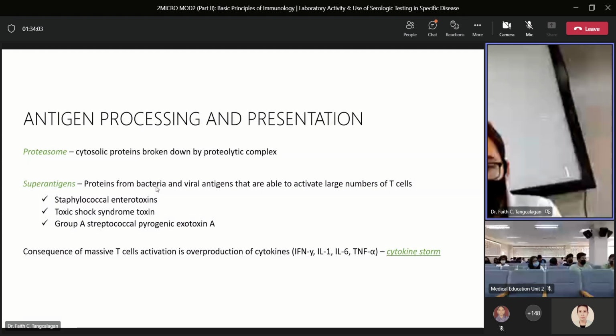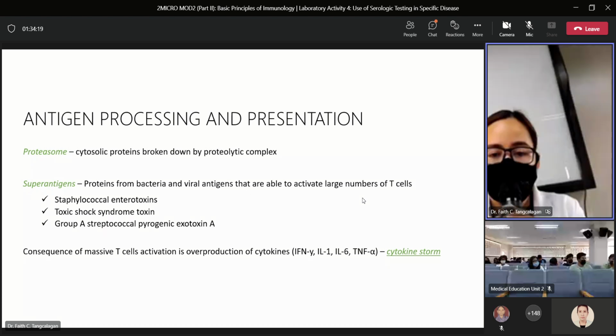Some antigens are called super antigens. What does that mean? Super antigens are proteins, for example bacterial and viral antigens, that are able to activate large numbers of T cells, causing a cytokine storm. There is an overproduction of cytokines that causes a storm.